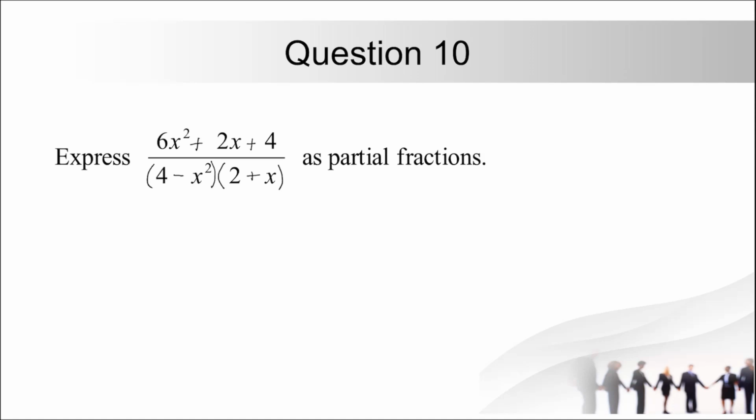To find the partial fraction, the first thing you need to determine is whether it is a proper fraction or an improper fraction. So check the highest degree of the polynomial in the denominator. If you see here, x squared and x, the highest degree is 3. And up here in the numerator, the highest degree is 2, which makes this a proper fraction.